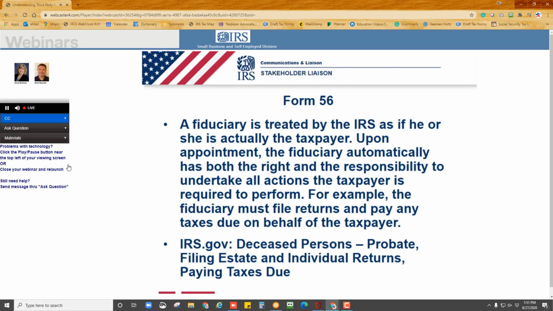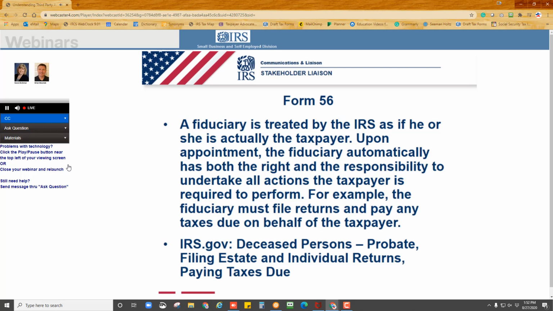Our last topic for today is Form 56, and we get a lot of questions about this. So first, I'm going to read what's on the slide. A fiduciary is treated by the IRS as if he or she is actually the taxpayer. Upon appointment, the fiduciary automatically has both the right and the responsibility to undertake all actions the taxpayer is required to perform. For example, a fiduciary must file returns and pay any taxes due on behalf of the taxpayer. Another way of saying all this is that the fiduciary stands in the shoes of the taxpayer.